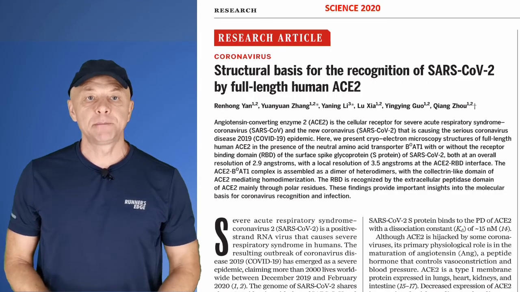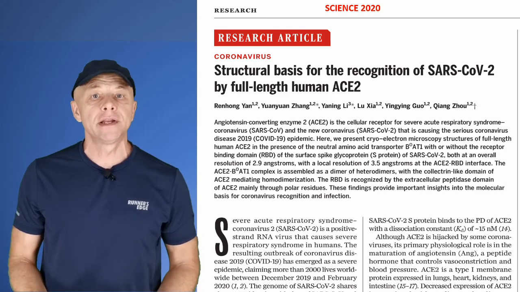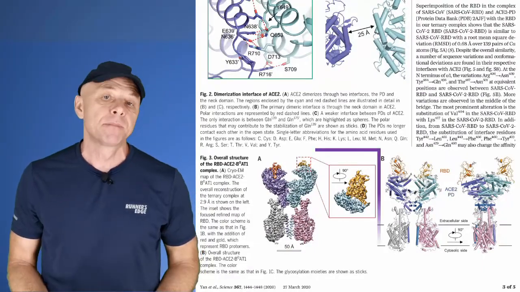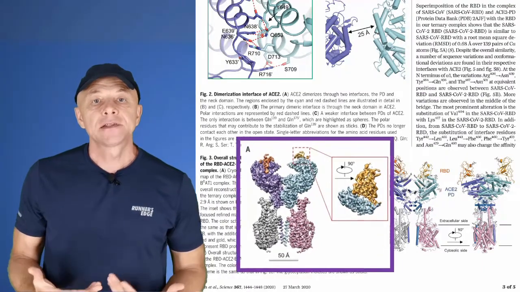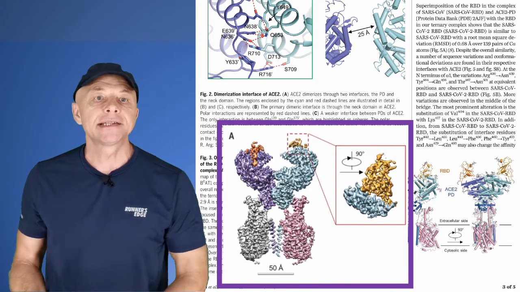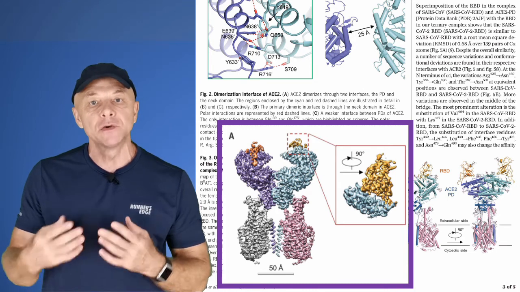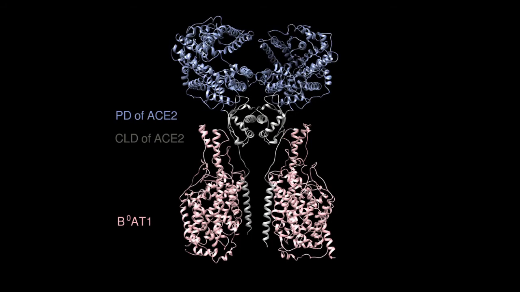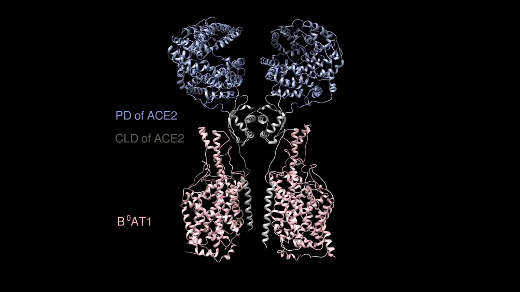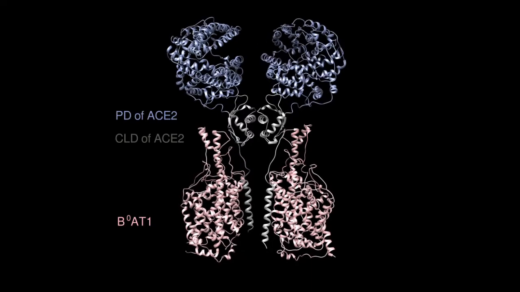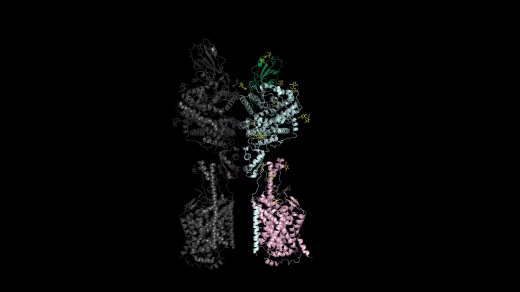The 2020 Science paper reports several high-resolution cryo-electron microscopy structures of the full-length human angiotensin-converting enzyme 2, or ACE2. It is solved as the complex with the amino acid transporter B0AT1, as well as a ternary complex with the receptor binding domain, or RBD, of SARS-CoV-2. The ACE2 complex exists as a dimer that is reflected in this picture as the left to right symmetry. In the absence of RBD, the structure is rather dynamic, fluctuating between open and closed conformations. RBD binding fixes the closed conformation.